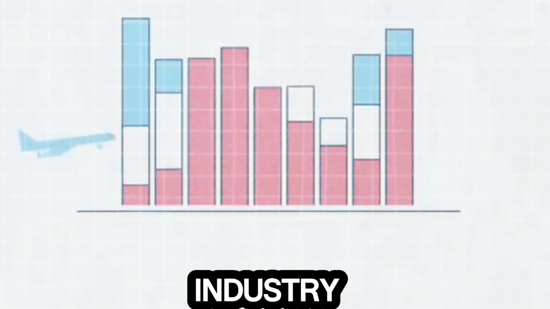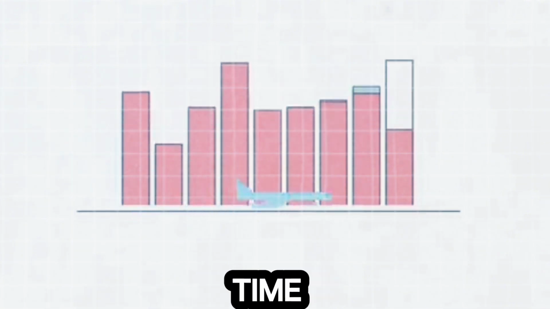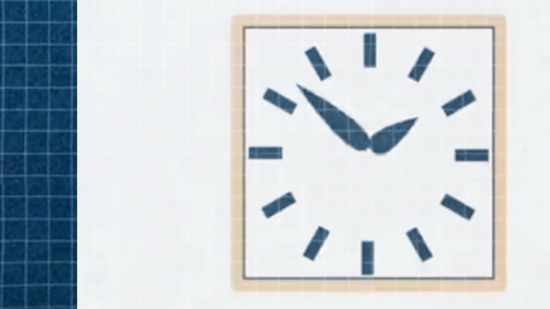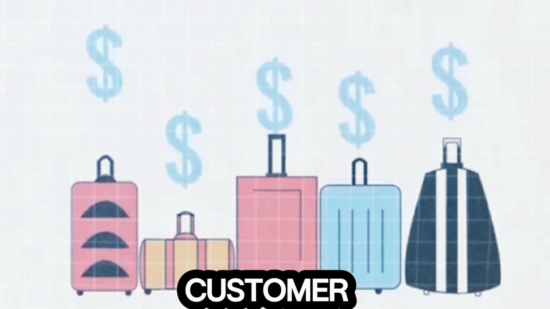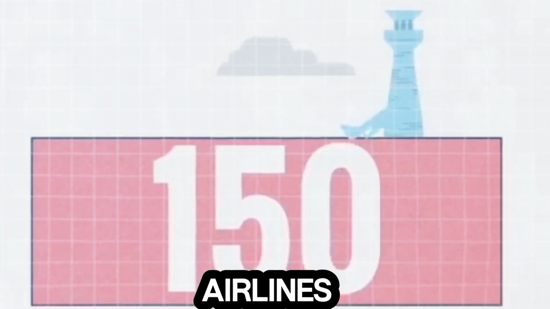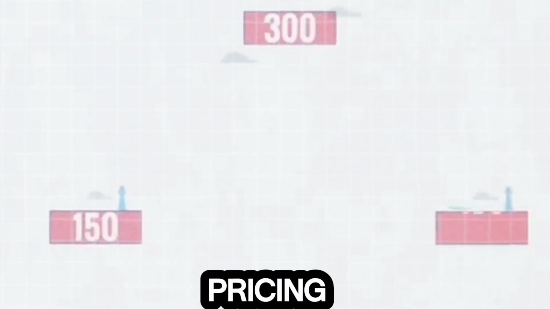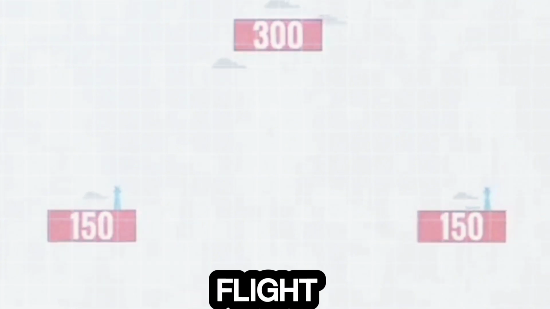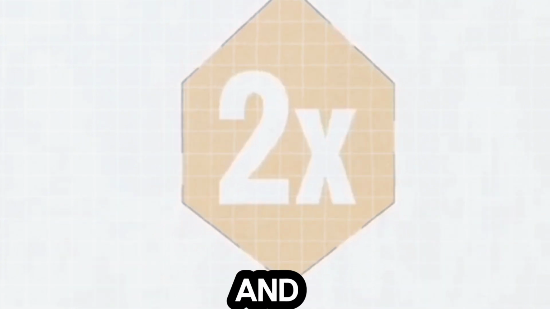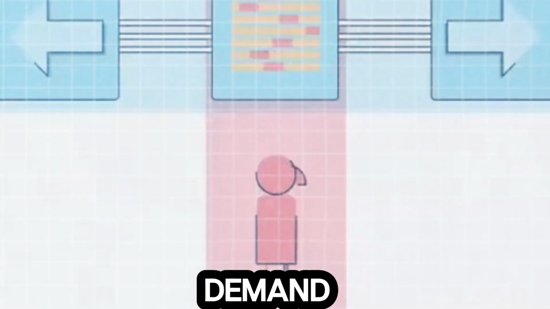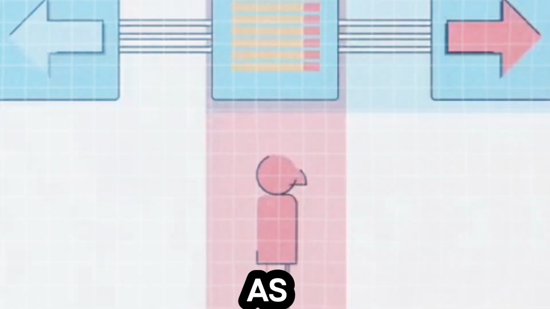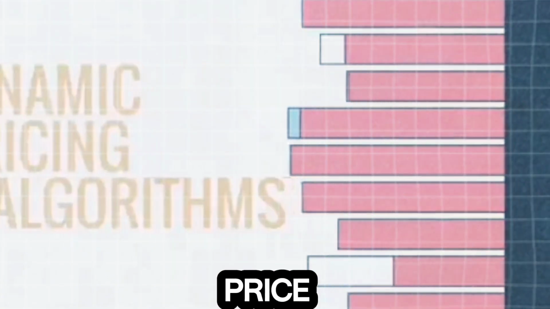First, airline industry: demand, time to departure, competitor pricing, and customer data. Airlines frequently use dynamic pricing. When you search for a flight, the price you see can change based on various factors such as demand. Prices increase as more seats are sold.